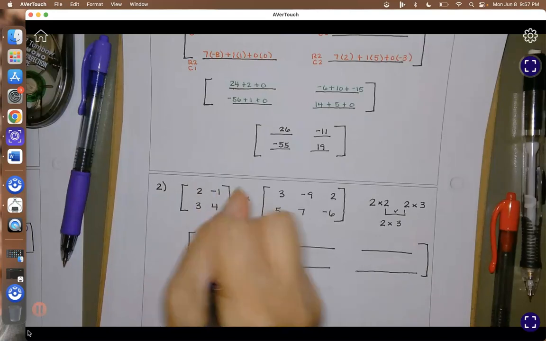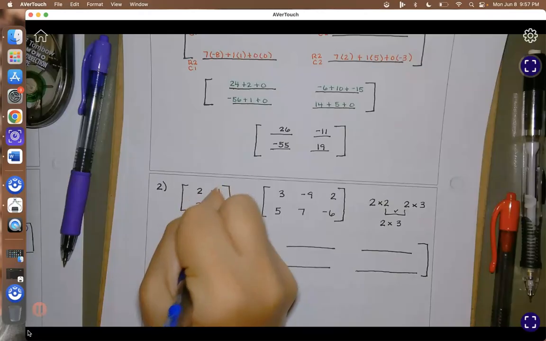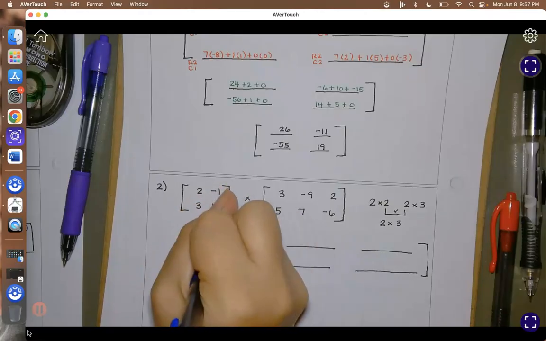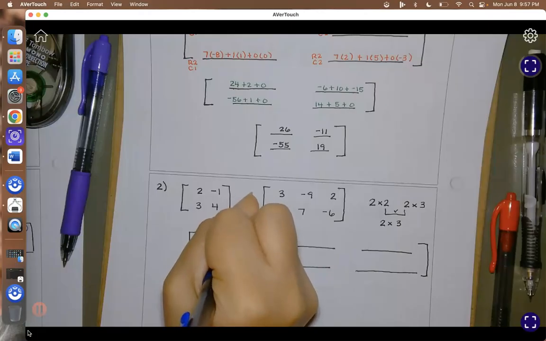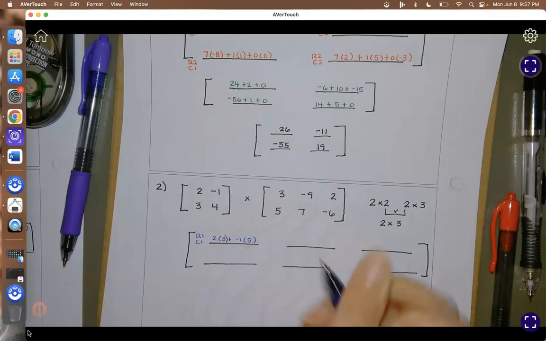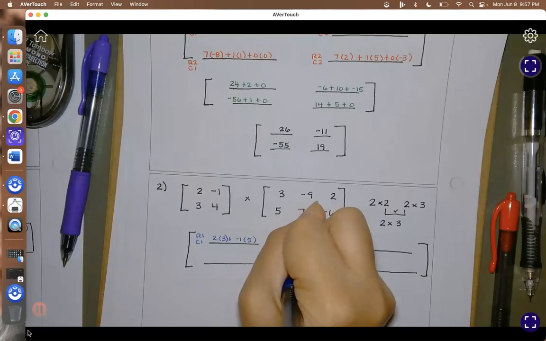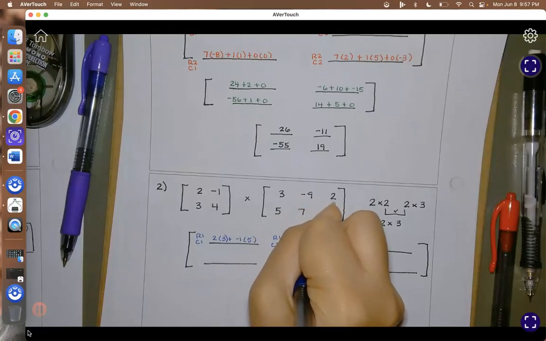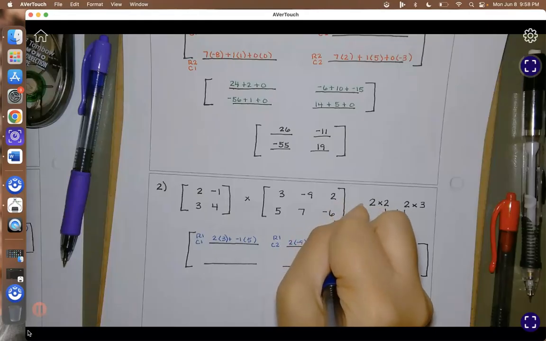Okay, so we're going to do first row, first column. So we're going to do 2 times 3 and negative 1 times 5. Then we're going to do row 1, column 2. So we'll do 2 times negative 9 plus negative 1 times 7.